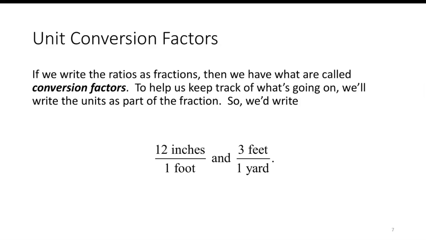So if we write the ratios as fractions, then we have what are called conversion factors. To help us keep track of what's going on, we'll write the units as part of a fraction. So we'd write 12 inches to 1 foot, 3 feet to 1 yard. You can flip them, so 1 foot over 12 inches, 1 yard over 3 feet. It matters to the problem, but in general, it doesn't matter which one's on top.